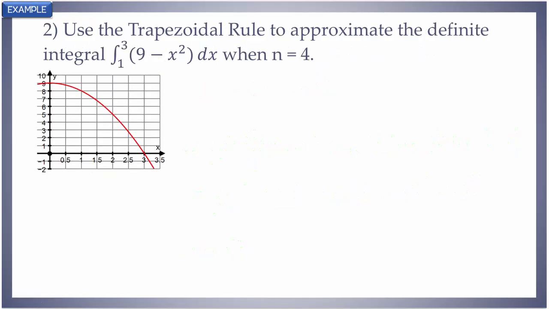Let's take a look at number 2. This time I gave you the graph of the function here. It's 9 minus x squared, it's another parabola, and we're going from 1 to 3. And again, here it says when n equals 4, so there's going to be 4 subintervals. So I'm going to divide up, let's draw in the lower boundary here, it's at x equals 1.